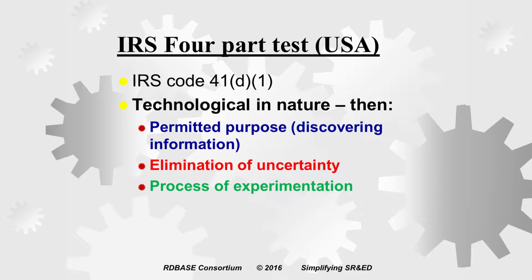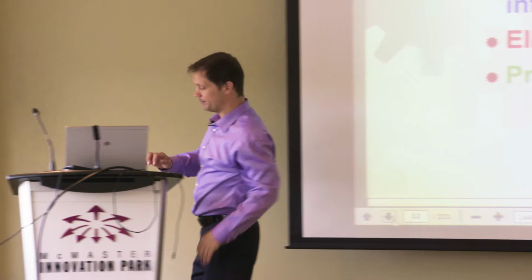Okay, so the IRS code in the US talks about a 4-part test. They talk about a project being technological in nature. It has a permitted purpose of discovering information, elimination of uncertainty, and a process of experimentation. So what I'm saying is the concepts when we go from country to country are almost identical. The terms they use are slightly different, but the base concepts of what I would call the square, triangle, and circle are the same.